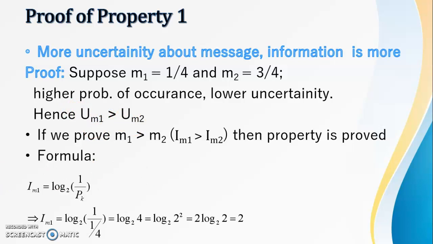Now, if we prove information in M1 is greater than information in M2, that is IM1 greater than IM2, then the property is proved. Now, let's find the information in M1. For calculating this, we use the formula that we discussed previously. IM1 equals to log to 1 by Pk. The value of Pk is 1 by 4. So, by putting the value, we get IM1 equals to 2.